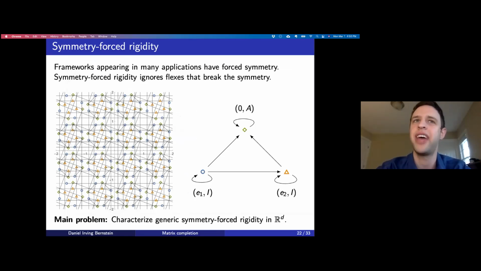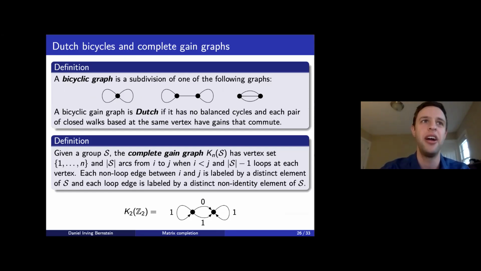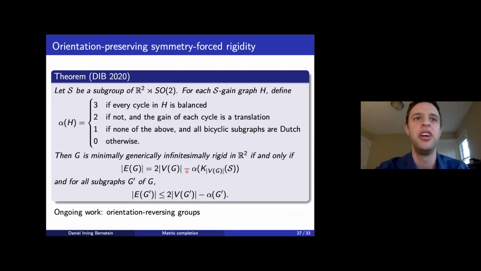Now there are ways to represent symmetric frameworks compactly on what's known as a gain graph. These are just directed multigraphs whose arcs are labeled by elements of some group. That group is the symmetry group of your original framework. And the last result that I was going to present, which I really don't have time to, so I'll just put it up there, is a characterization of generic symmetry forced rigidity in the case when your symmetry group is an orientation preserving isometry of the plane.